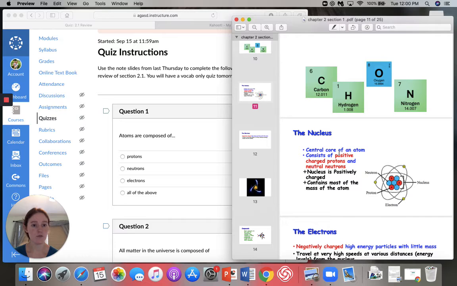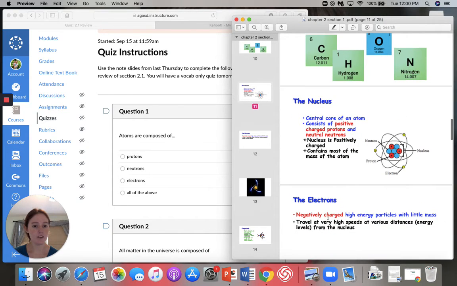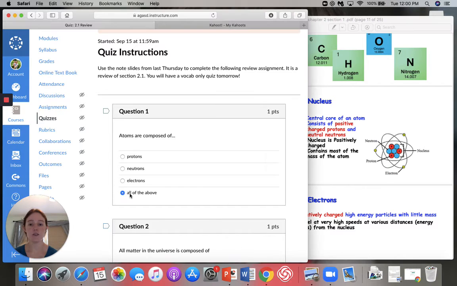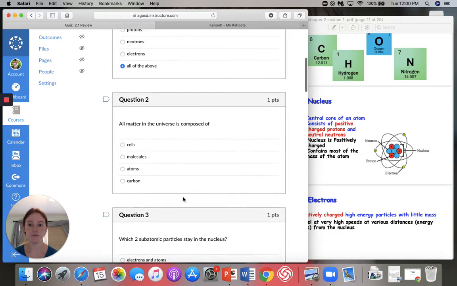So the central core of an atom consists of positively charged protons and neutral neutrons. So you know there's those two things in it for sure. And if you look at the picture, these little yellow beads are going to be the electrons that travel around the nucleus. So you would come over here to question 1. You know protons and neutrons are the nucleus, electrons are orbiting, so you would hit all of the above.